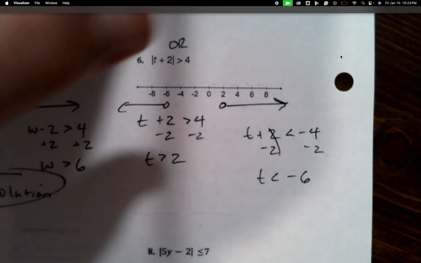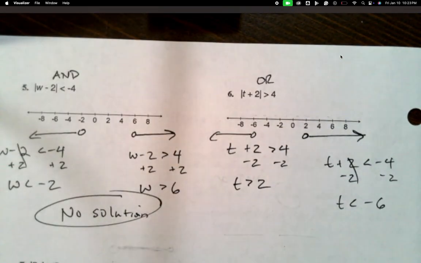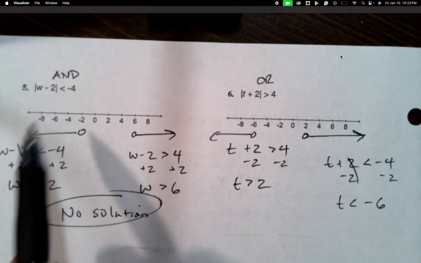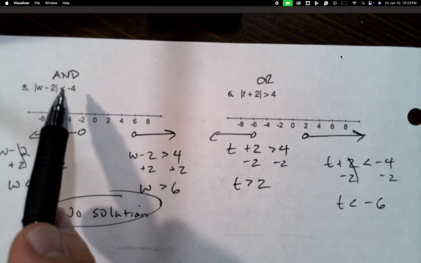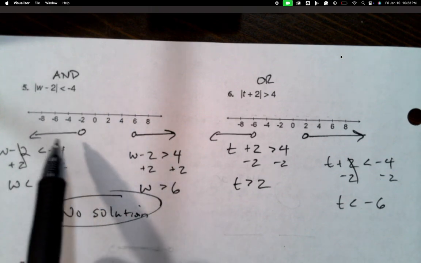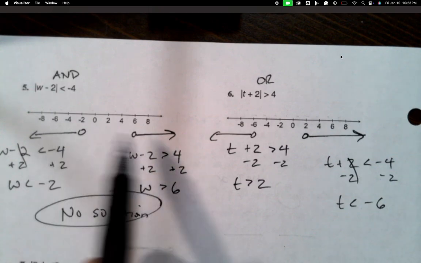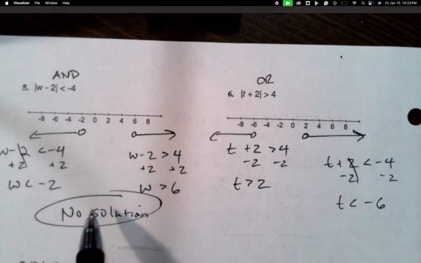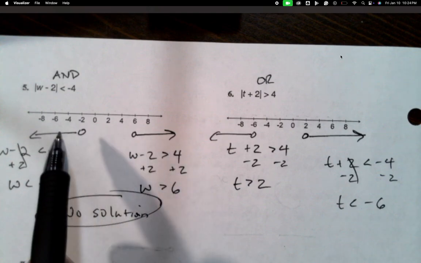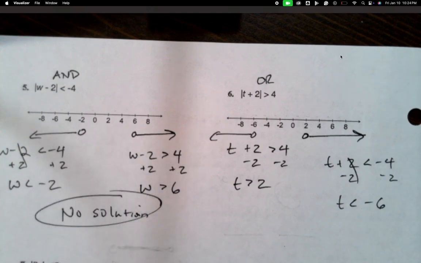So I think this is very important to make sure you remember the difference. Now we talked about this in the previous section with compounds. This is an and statement, and it only works where they overlap or intersect. That's why this one is no solution, because these two lines never overlap or intersect.